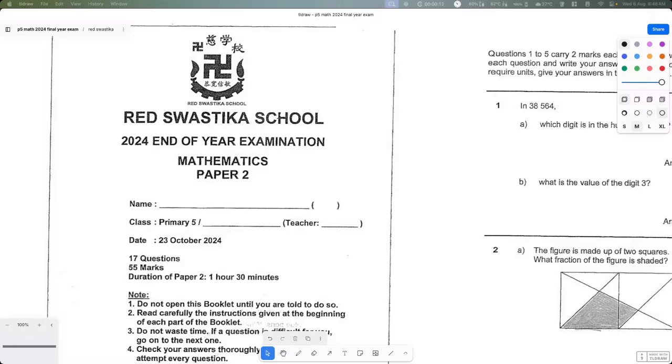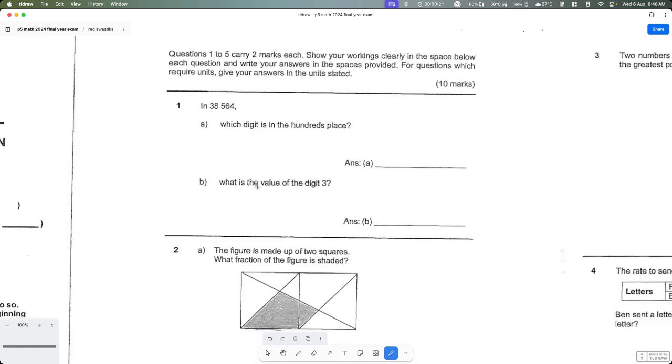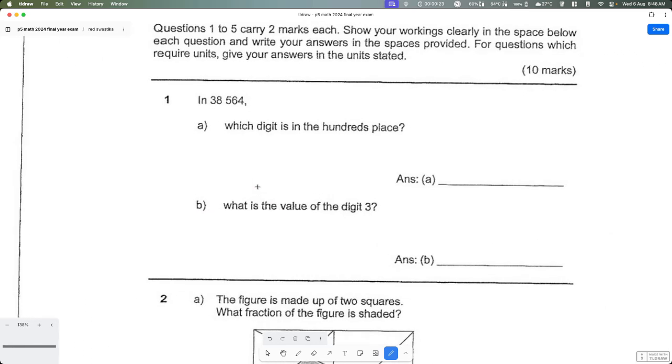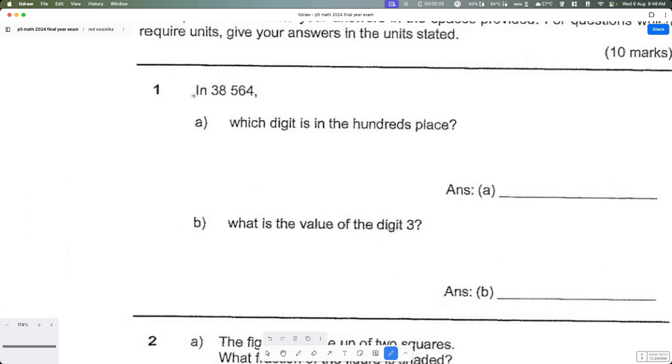In this video, we're going to go through Raffles Swastika School 2024 end of year examination mathematics paper 2. So let's get started on the first question. Question 1, it says in 38,564, which digit is in the hundreds place?